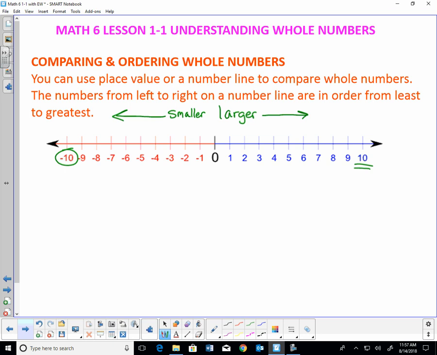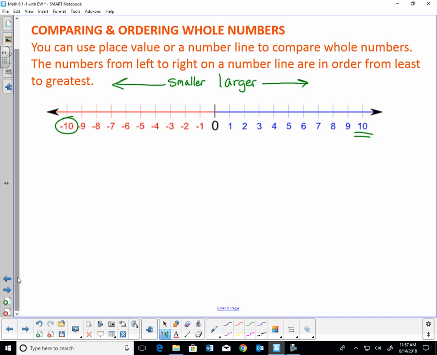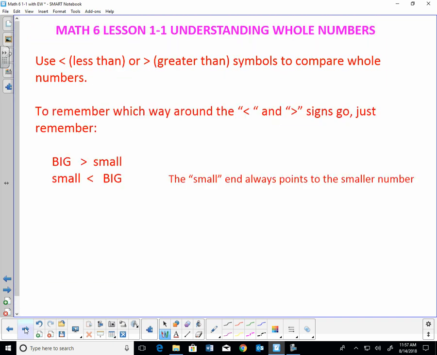So, we're going to use the less than or greater than symbols to compare whole numbers. To remember which way around the less than and greater than signs go, just remember if the big side is here on the left, it points to the small number here. If the small side is on the left, it's opening to the big side.